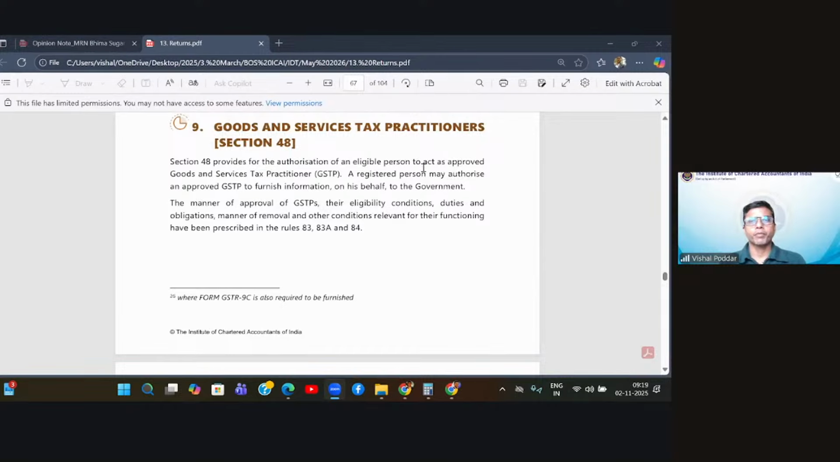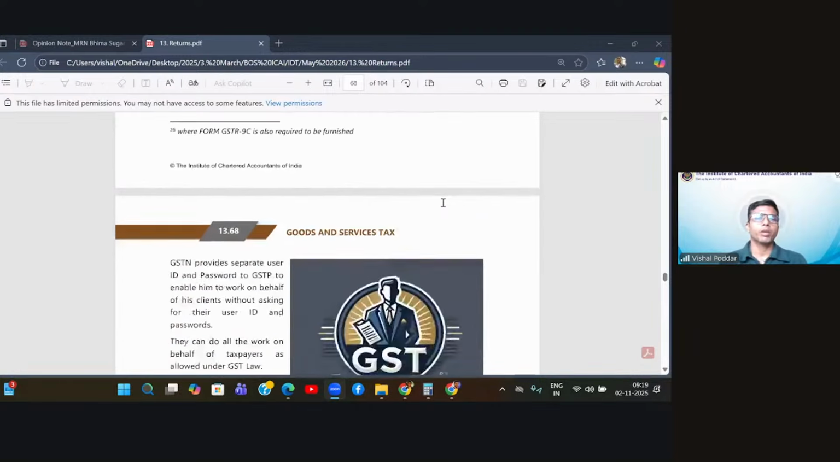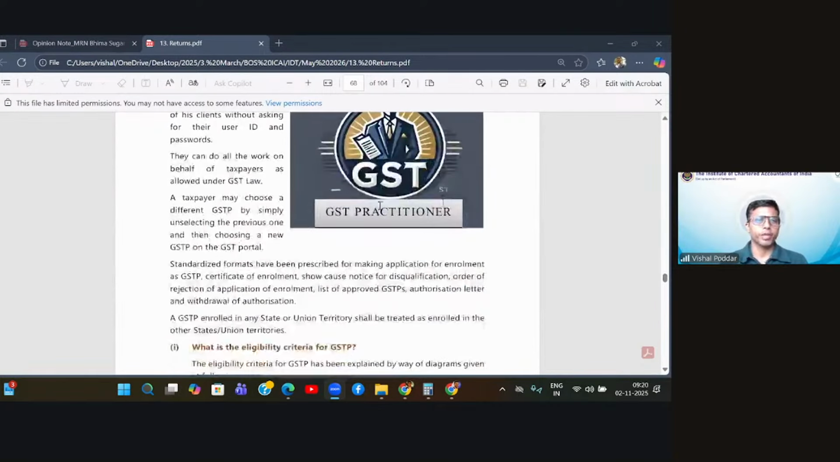Section 48 provides for authorization of an eligible person to act as the approved GSTP. A registered person may authorize a GSTP to furnish information on his behalf to the government. So this is the point which I was trying to explain. The manner of approval, their eligibility, duties, obligations, manner of removal and other conditions are provided in these sections. Now, a taxpayer may choose a different GSTP by simply unselecting the previous one and choosing a new one. So as I said, through your portal, you can go into the category of GSTP, select me, I become your GSTP and do your filing on your behalf. You want to change me, you go there, deselect me, select someone else.